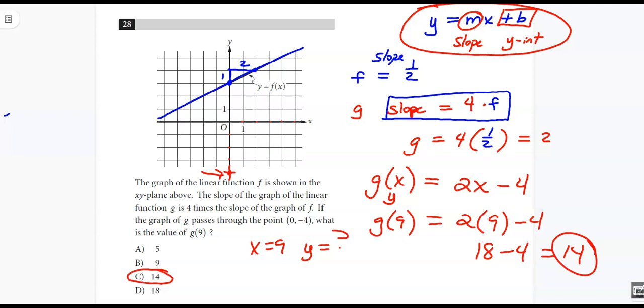So it's very important that you understand the key features of the graph, that you can find the slope, you can find the y-intercept, and then use those to find any other point on the line or on the function.